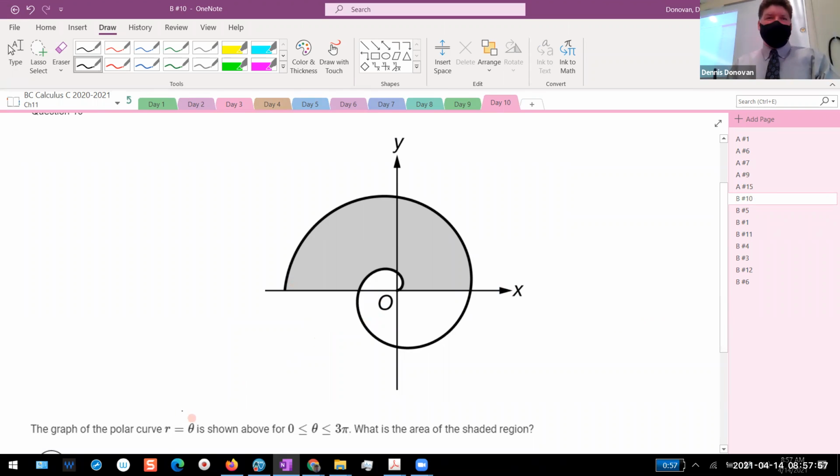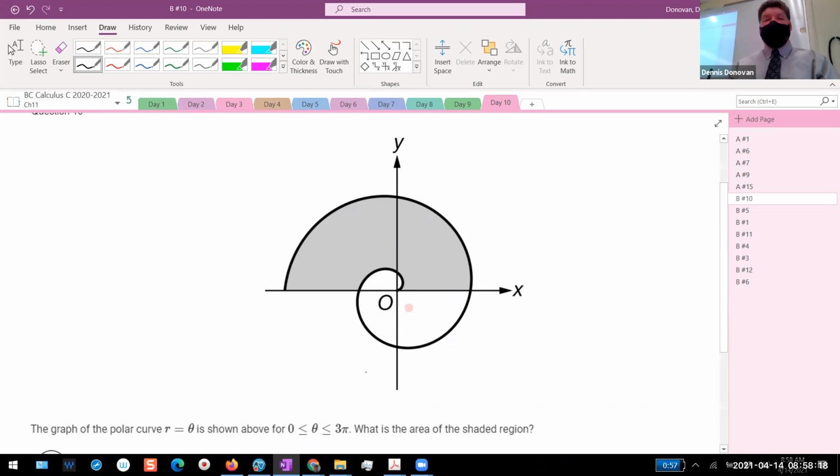I did show you this spiral at one point, right? Where r is equal to theta. So if r is just equal to theta, then theta is just getting bigger and bigger, and as theta is getting bigger, that means r is getting bigger as well. So that's why it spirals out like that.